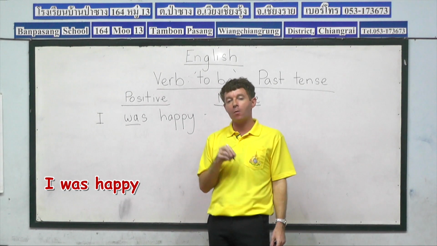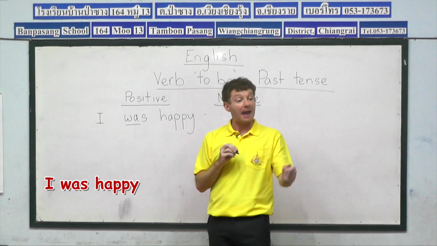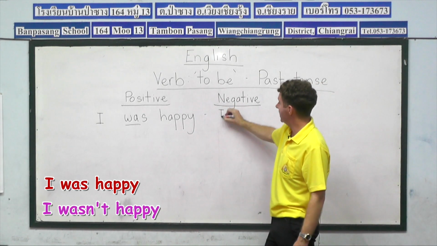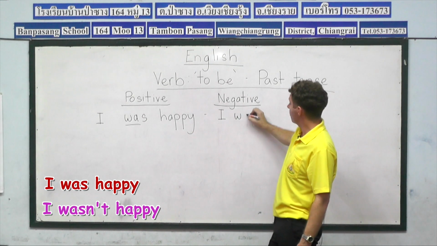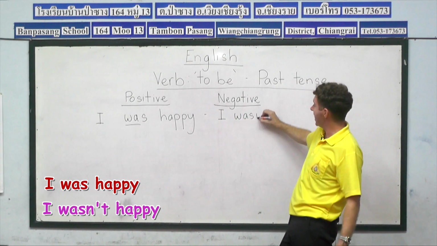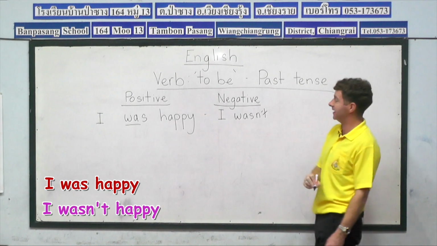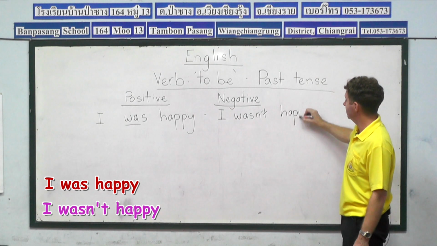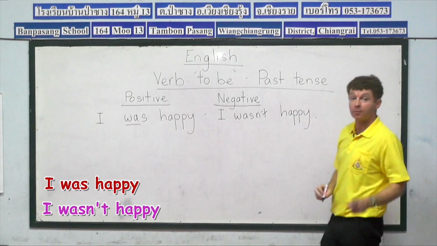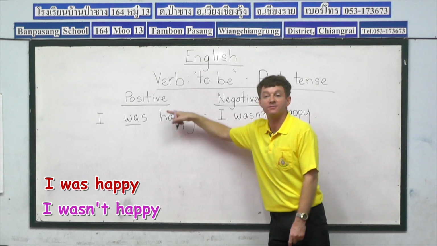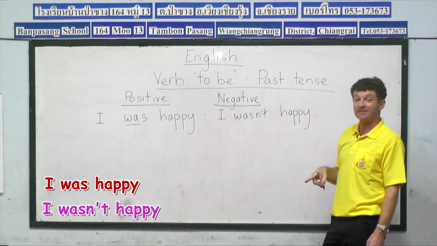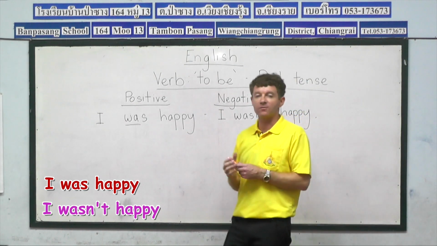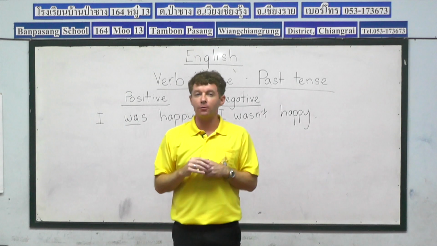Does anybody remember what letters we add? N apostrophe T. We can go from I was happy to I wasn't. Was N apostrophe T happy. H-A-P-P-Y. So positive, I was happy. Negative, I wasn't happy.